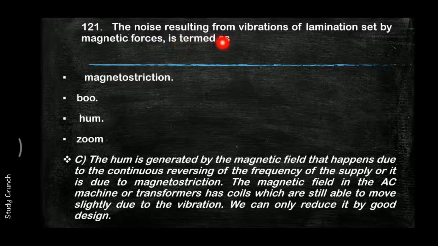The noise resulting from vibrations of lamination set by magnetic forces is termed as, so the answer is hum noise. The hum is generated by magnetic field that happens due to continuous reversing of frequency of supply, or it is due to the magnetostriction. The magnetic field in the AC machine or transformers has coils which are still able to move slightly due to the vibration, and we can only reduce it by good design.